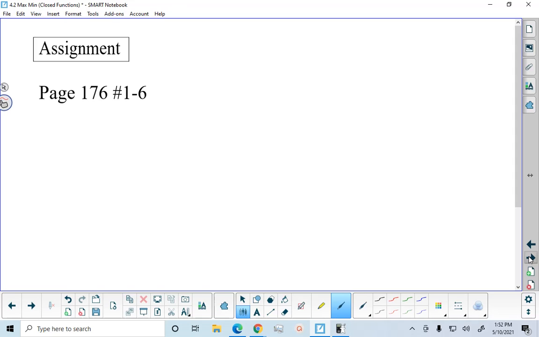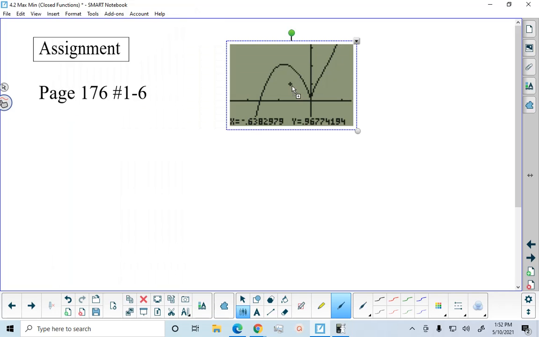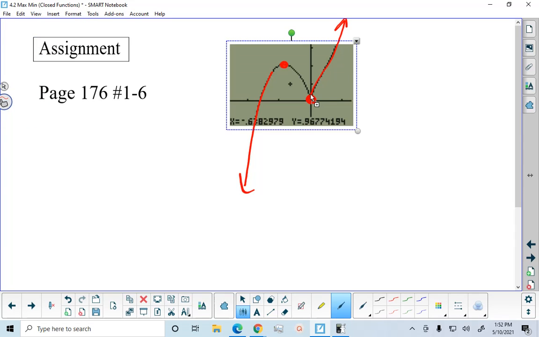But these are not maximum, which is I think what you're getting at, because the function goes up and down forever. So when you actually take a look at the graph, it continues up forever and continues down forever. So this is a local max, this is a local min, but they are not absolute. Am I answering your question?